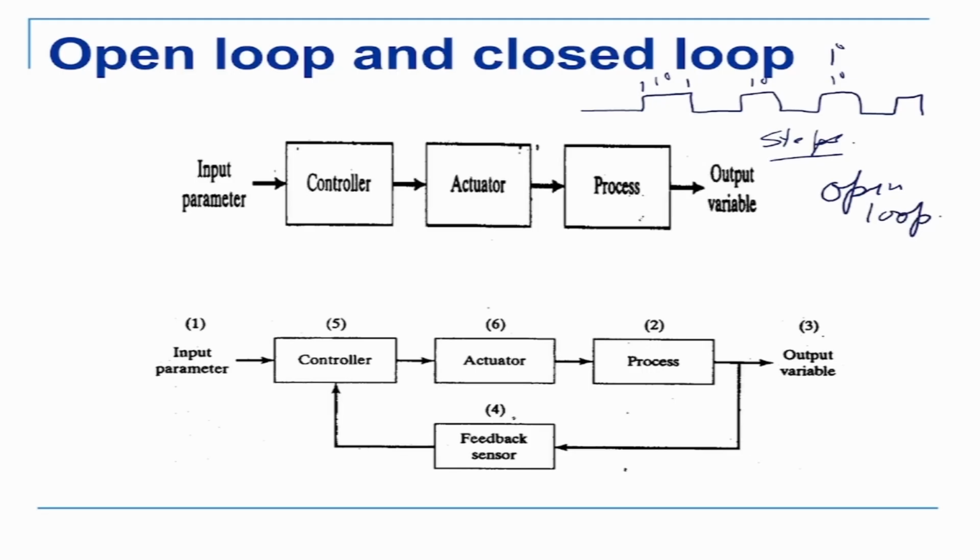Now this is a closed loop system. This is closed loop because you can see that the feedback is coming back. So this is my closed loop control system. Okay, and we'll be looking at this one mainly, the closed loop control system.